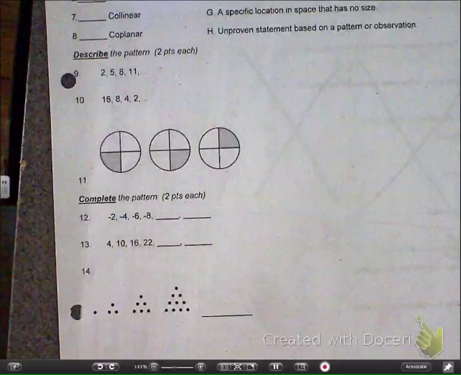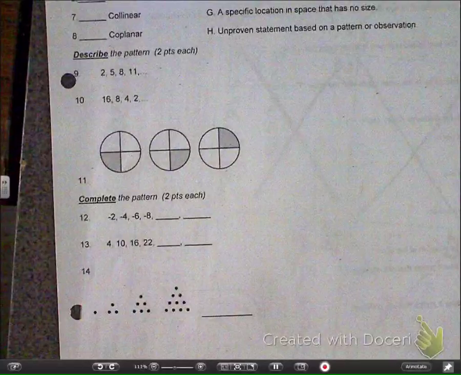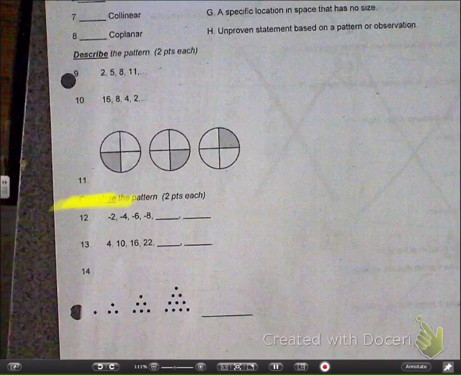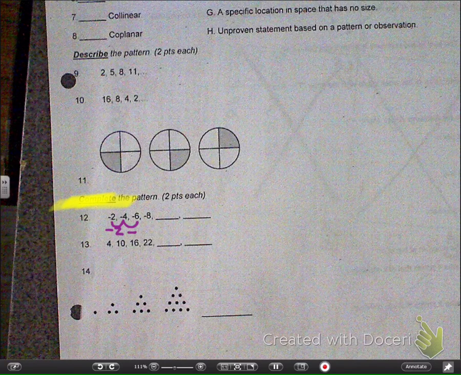All right. Complete the pattern. We have to complete it. I went from -2 to -4. How did I get from -2 to -4? What did I do? -4 to -6. And I'm doing that same thing here. So what's -8 minus 2? Very good. Well done.